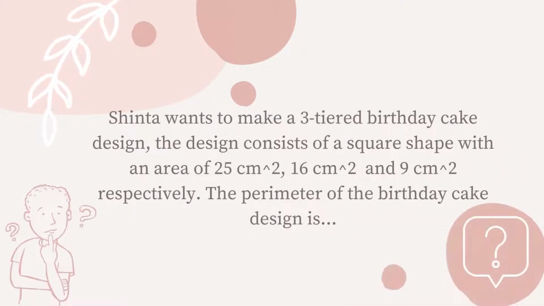In this video, I will explain about square by solving a problem. And this is the question. Sinta wants to make a 3-tiered birthday cake design. The design consists of square shapes with areas of 25 cm square, 16 cm square, and 9 cm square respectively. The perimeter of the birthday cake design is... From this question, what we want to find is the perimeter of the square.